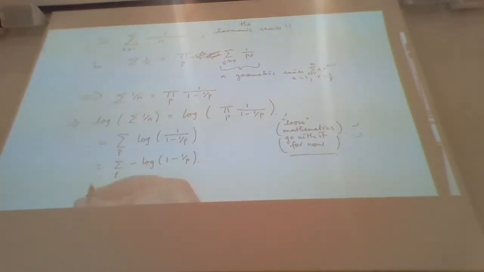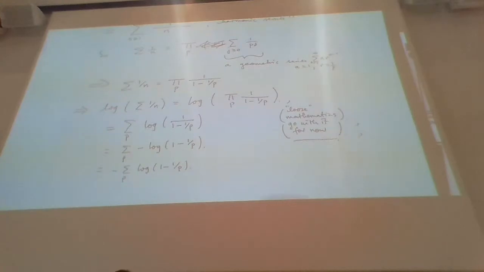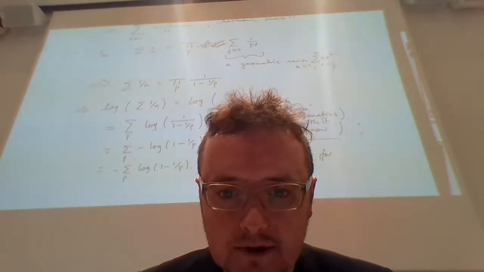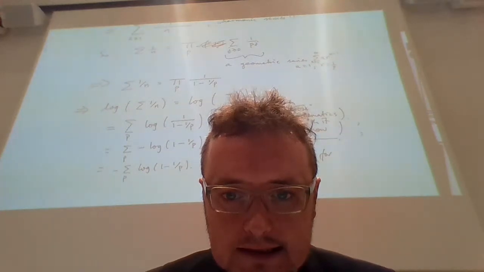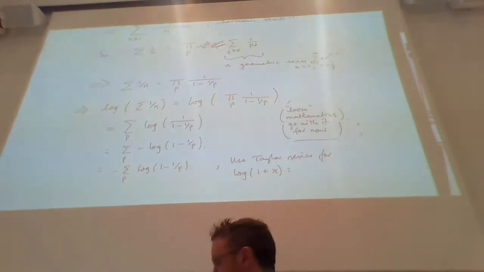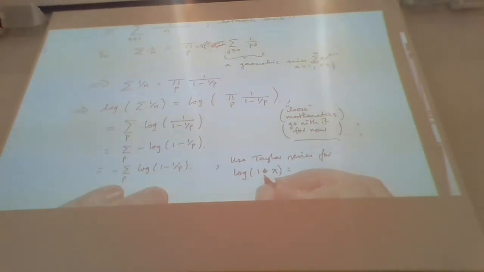Simplify it yet again. First of all, that minus sign can come out. And now we're going to use the Taylor series for the logarithm, the logarithm function expanded about 1. For log of 1 minus x, it's minus x minus a half x squared minus a third x cubed.